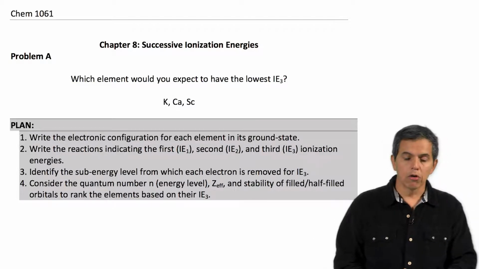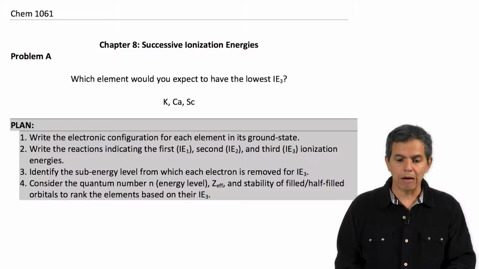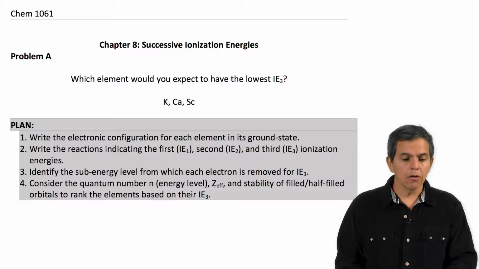The plan to solve this problem will consist of, first, writing the electronic configuration for each of the elements in question in their ground state. Second, write the reactions indicating the first ionization energy, IE sub 1, the second ionization energy, IE sub 2, and the third ionization energy, IE sub 3.